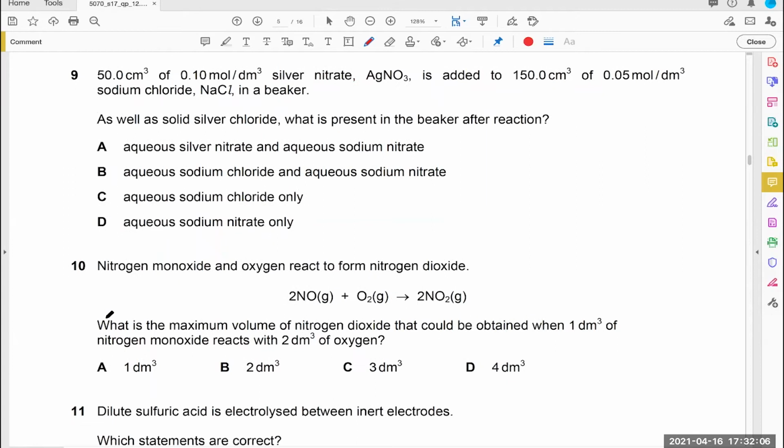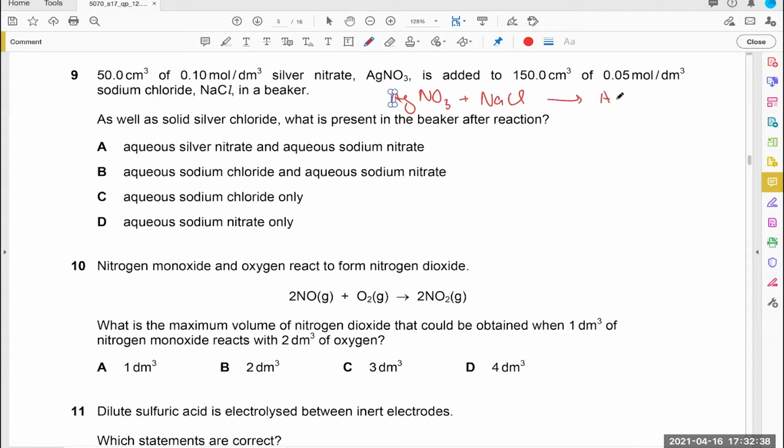All right. 50 cm cube of 0.1 mole per dm cube silver nitrate is added to this much sodium chloride. Silver है, chloride है, आपको पता है कि reaction होगा और solid silver chloride बनेगा. ठीक है, पहली बात तो ये. दूसरा क्या चीज बनेगी? सोडियम नाइट्रेट बनेगा. ओके, सो सोडियम नाइट्रेट बन रहा है, सिल्वर क्लोराइड बन रहा है, and the reaction is going to be such that we'll have 1 mole reacting with 1 mole of the other.